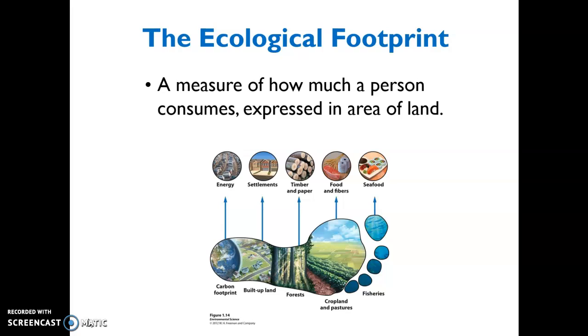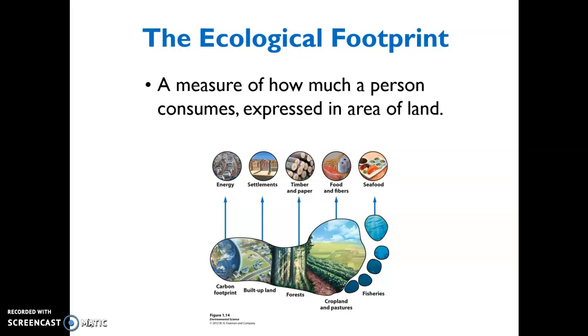Settlements or housing is another type of consumption, and again it's expressed in area of land. Maybe you live on, let's say, an acre of land, then that's how much land you consume for your settlement, for your housing. Maybe you live in an apartment building, especially a very tall apartment building. So the amount that you consume for settlement, for human habitation, expressed in area of land would be much smaller.